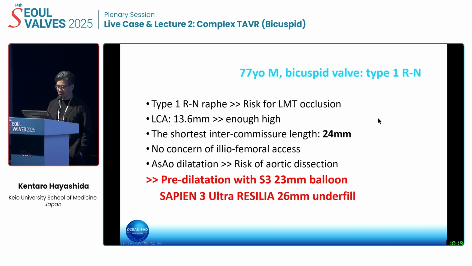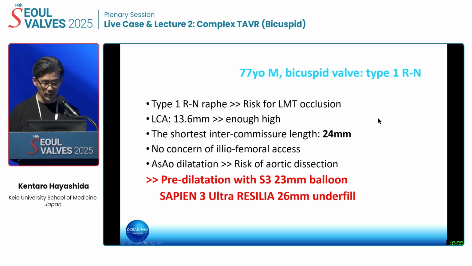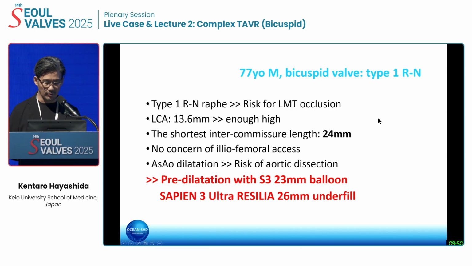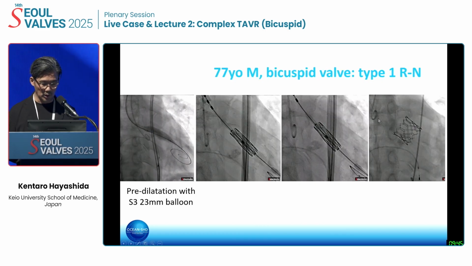And this patient has a type 1 RN raphe. That means there is some risk of left main occlusion. However, the height of the left coronary artery is good, and the intercommissural length was 24.4. Therefore, we decided to proceed with the 26 millimeter SAPIEN 3 Ultra with 2 cc underfilling. And what is most important is to perform very good pre-dilatation with the 23 millimeter Edwards balloon, to see how it works and to have some impression from the balloon sizing.